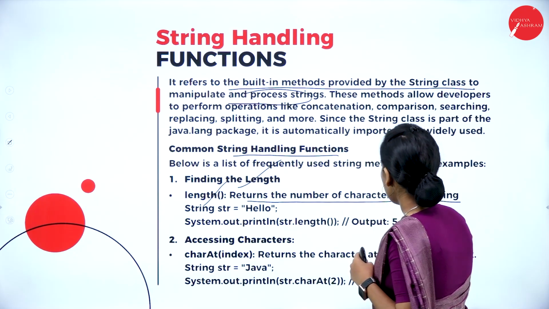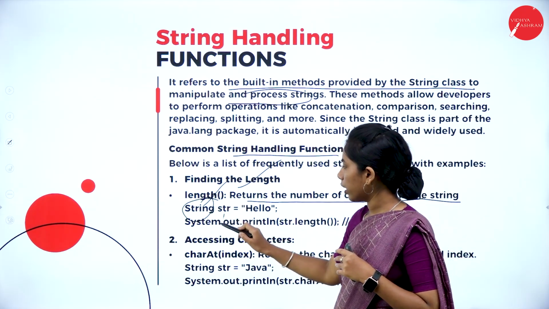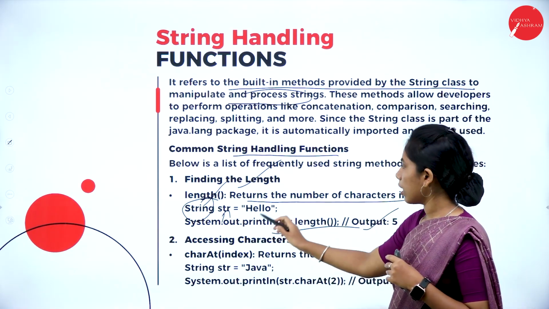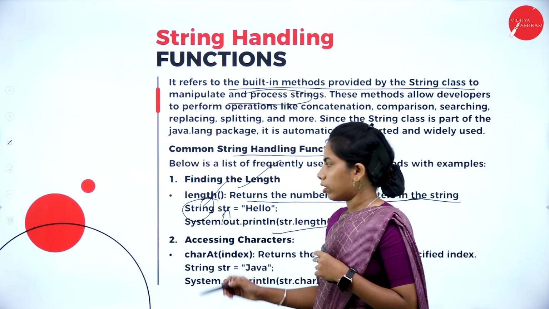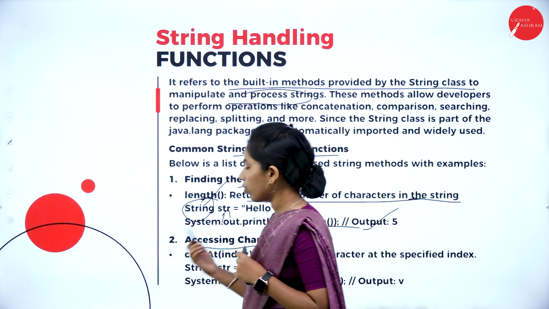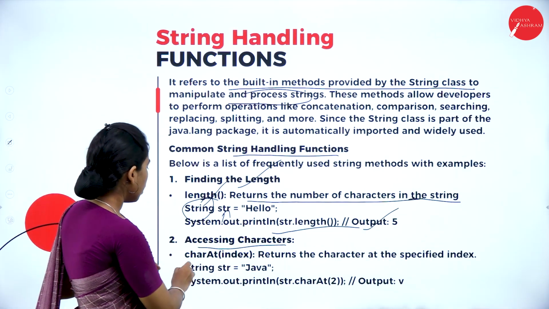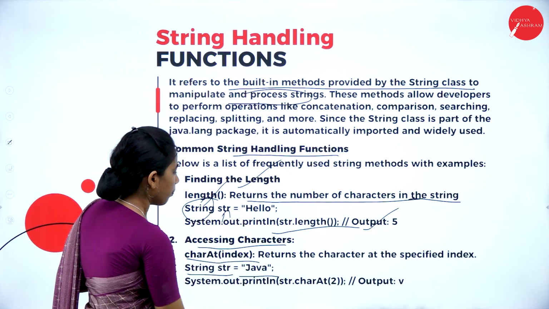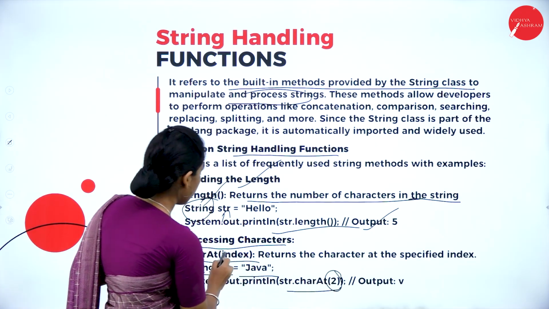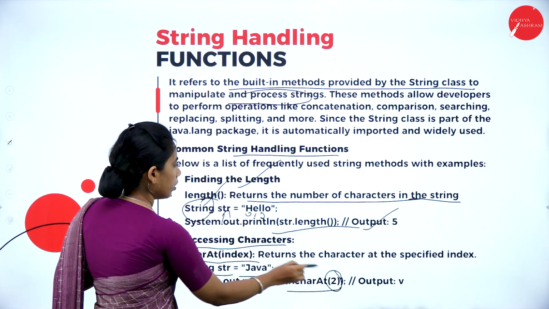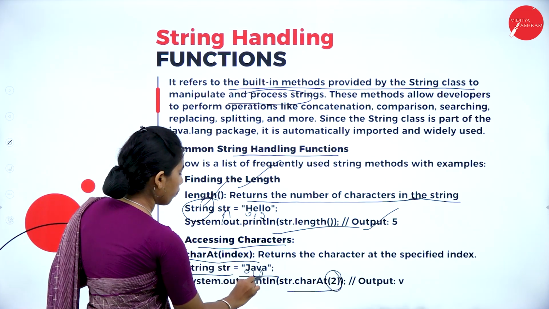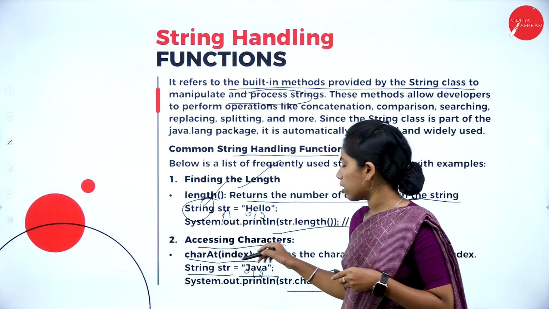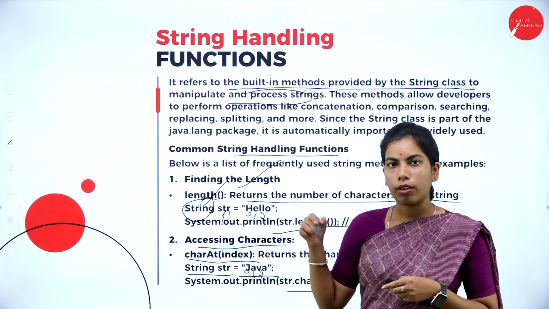It returns the number of characters in the string. Call the string, create one object, hello. It will print string.length, the output is 5. Why? Because hello contains 5 characters. For accessing a character, call charAt with an index value, for example the string Java. charAt 2 means 0, 1, 2, and that is V. So the V is printed here. The index value should be given because I have to access the character at that index.